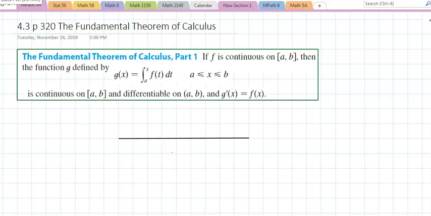Section 4.3 is on page 320. It talks about the fundamental theorem of calculus. That is one of the most important theorems in this book. And this is what it says. There's two parts to it. Let's get the first part out of the way.